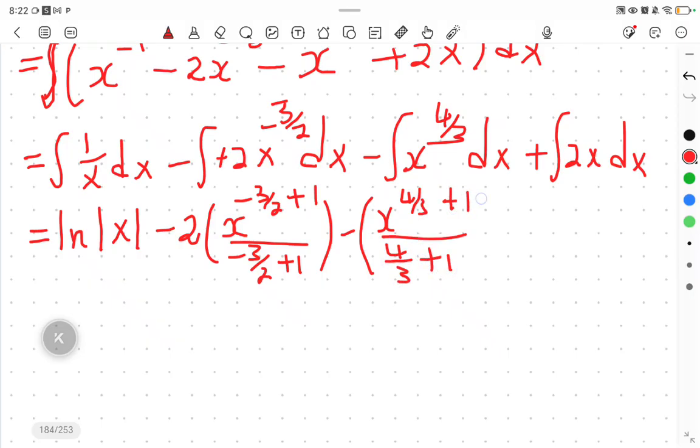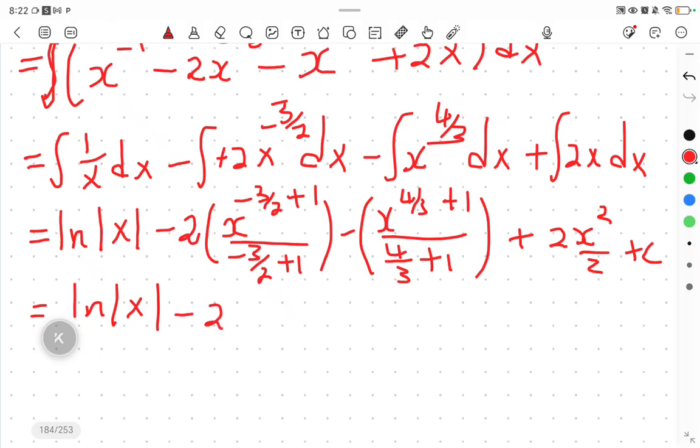And also, what is this? What is the first one? Negative 1 over 2. It's a negative 1 over 2, right? And then this one, is it 7 over 4? No, 7 over 3. 7 over 3.